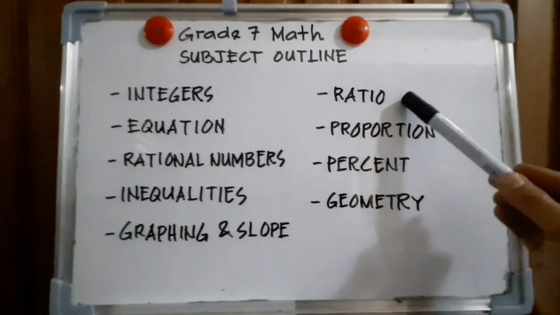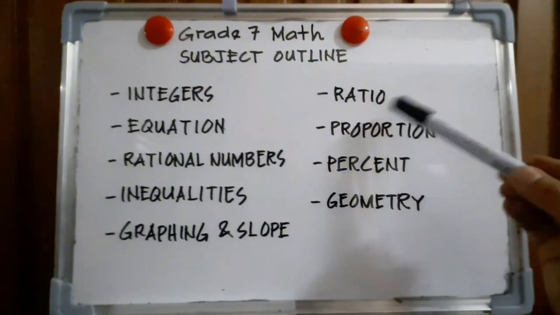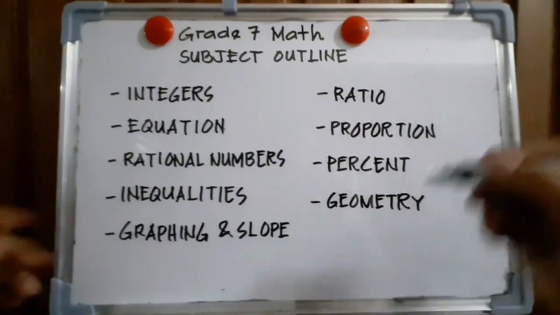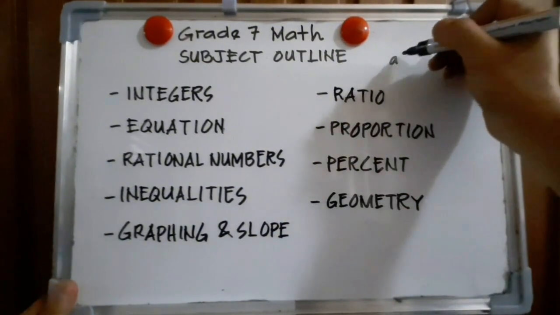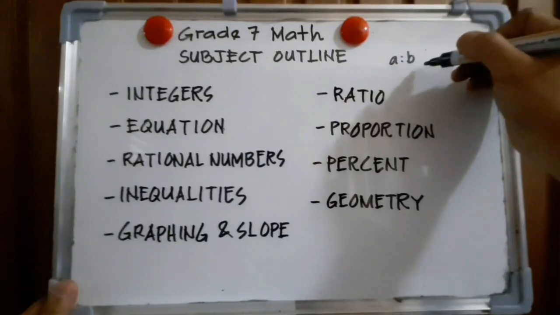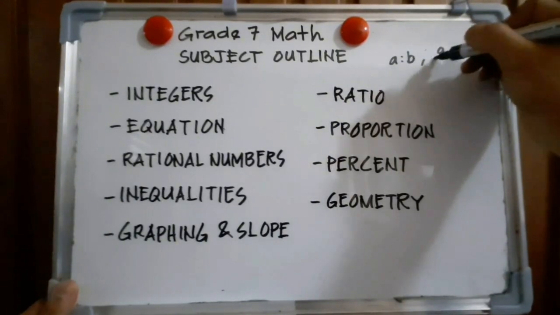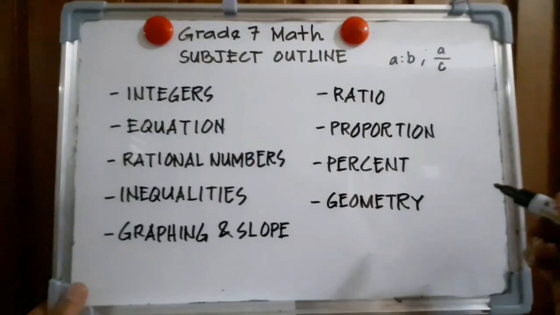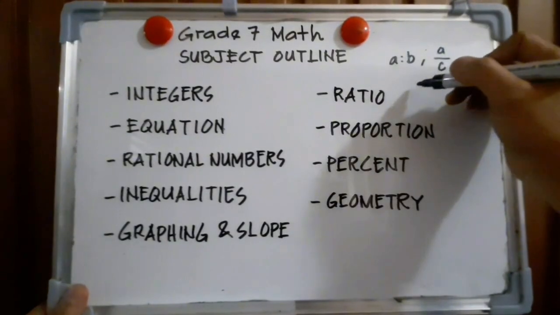Next topic is ratio. Usually it is expressed as A is to B, or it can be A over C. That is ratio. Okay, next is proportion.